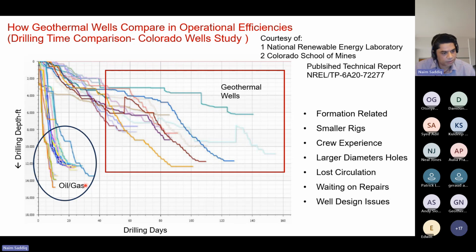Why are they so different, miles apart from each other? And the reason actually is multiple factors. Basically, there could be a lot of factors. Something will kill off the fun of the geothermal well drilling. It could be the hard formation. It could be the smaller rig. And I think what I find very, very surprising is not being able to learn from oil and gas.